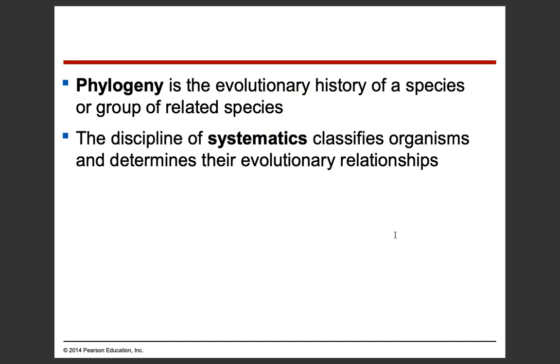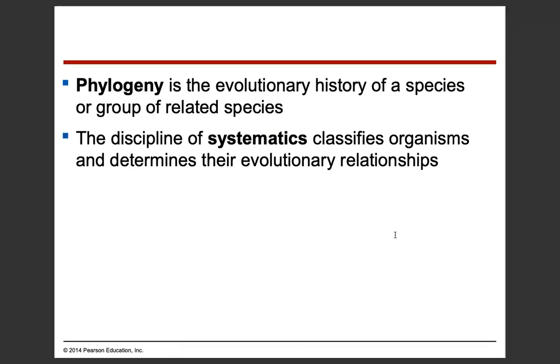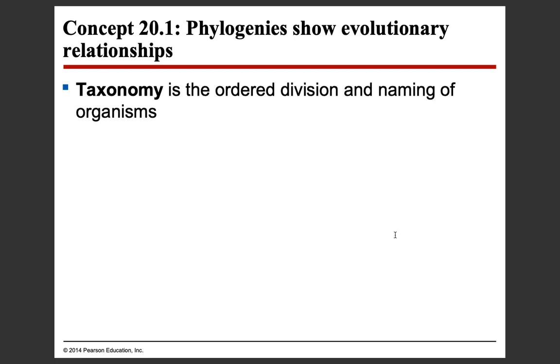Okay, so phylogeny is what this chapter focuses on. So phylogeny is just the evolutionary history of a species or a group of related species. So this is kind of what it's looking like. It's a way to diagram relationships between different organisms. So the discipline of systematics actually helps to classify organisms, and it's going to help to determine their evolutionary relationships, because that's all that we're doing here. So we have different ways of naming organisms. We have different ways of displaying evolutionary relatedness in phylogenetic trees, which is what we're going to be looking at in this chapter. So phylogenies show evolutionary relationships.